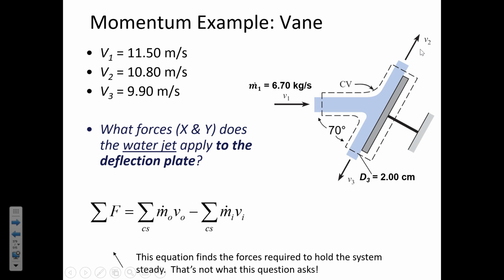And we don't need it because in equals out. And so the total in is 6.7 kilograms per second, and the total out will be whatever mass flow rate we have at 3 plus the mass flow rate at 2. So in other words, what I'm saying is this problem we're combining the continuity principle along with momentum. So you have to calculate m dot 2 based on what is m dot 1 and what is m dot 3.